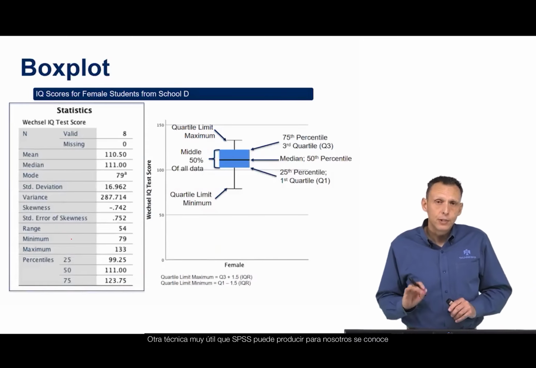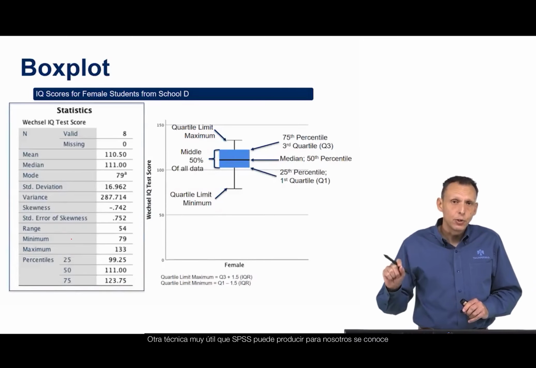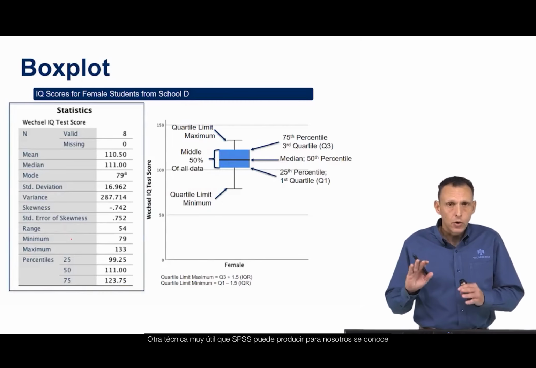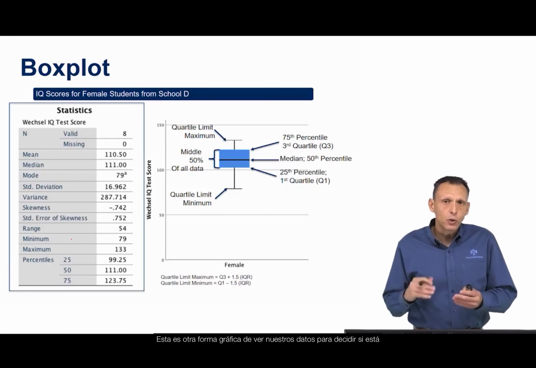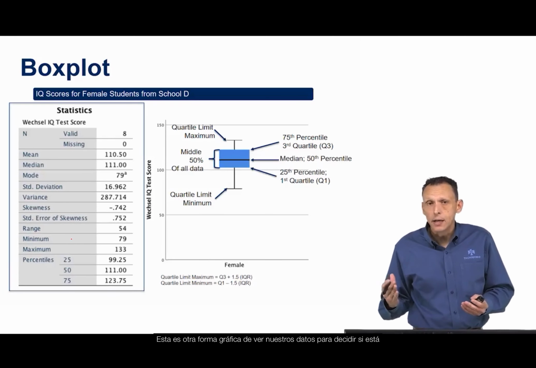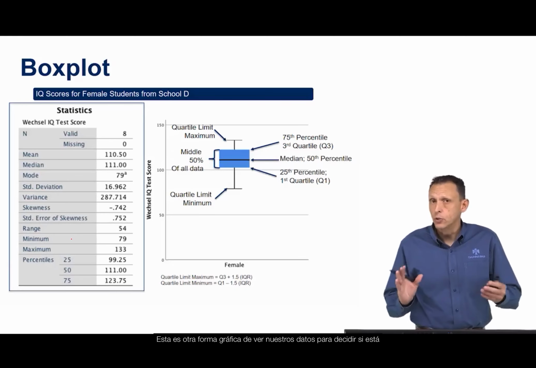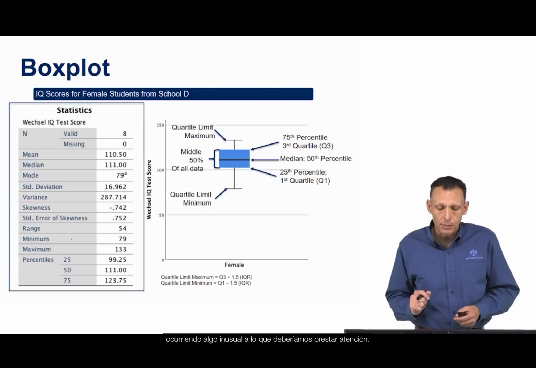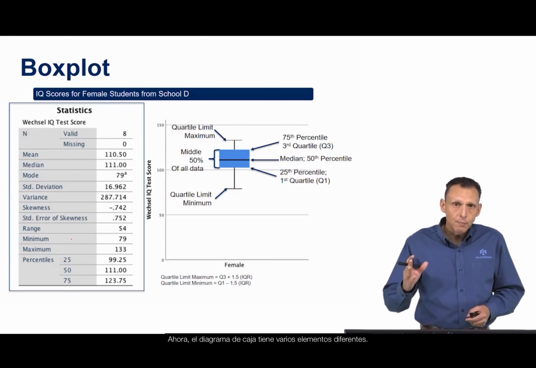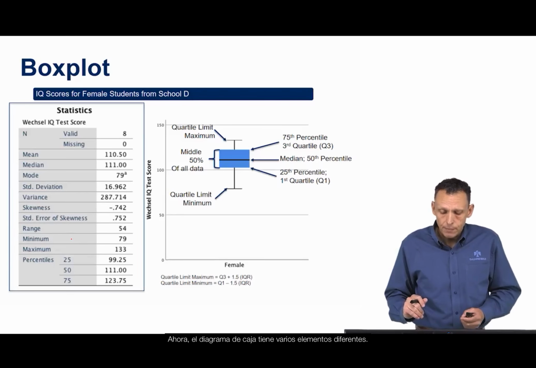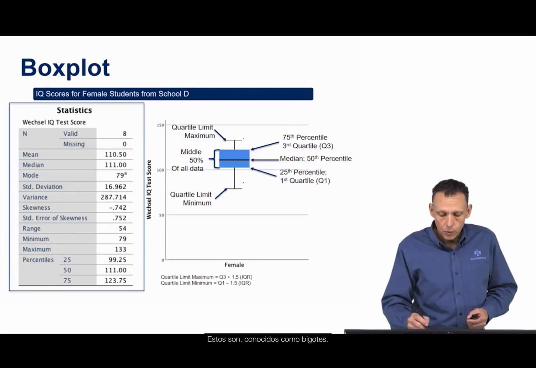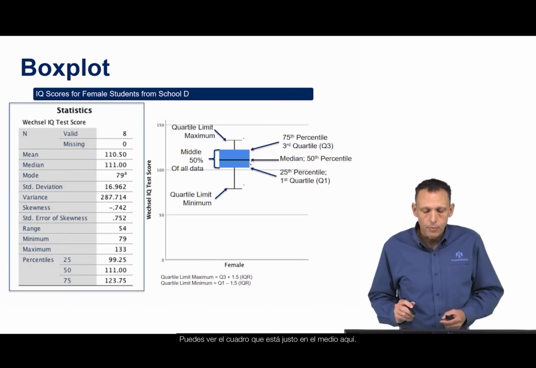Another very useful technique that SPSS can produce for us is known as a box plot. This is another graphical way of looking at our data to decide whether something unusual is happening that we may want to pay attention to. Now, the box plot has a number of different elements to it. These are known as whiskers. You can see the box right in the middle here.